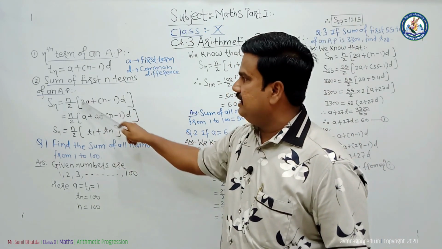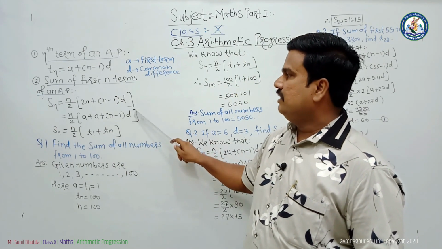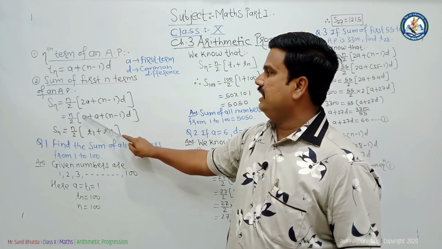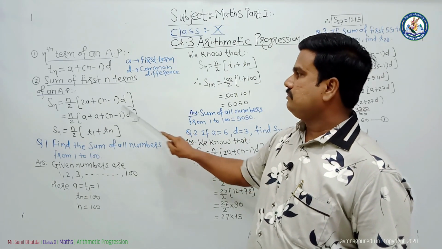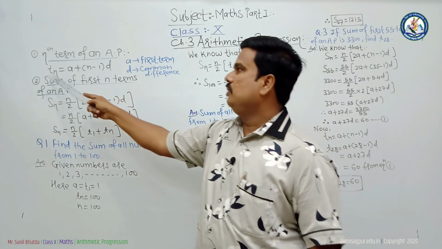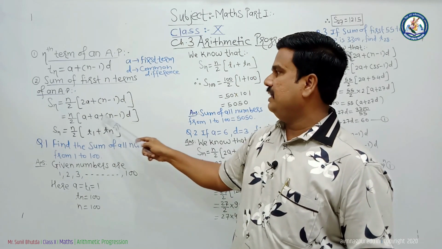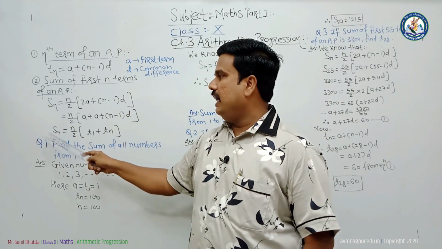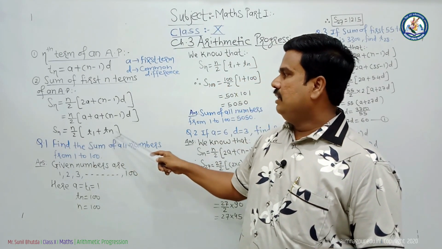This 2a can be written as a plus a, then plus n minus 1 into d. What is a? a is the first term, therefore I have written a equal to T1. And what is a plus n minus 1 into d? It is the formula to calculate Tn. Therefore, a equal to T1 and a plus n minus 1 into d equal to Tn. Therefore, another formula to calculate Sn will be n by 2 in bracket T1 plus Tn.